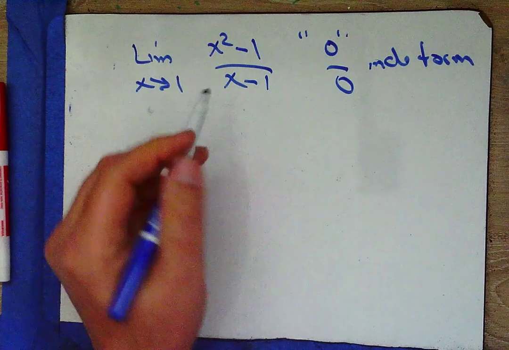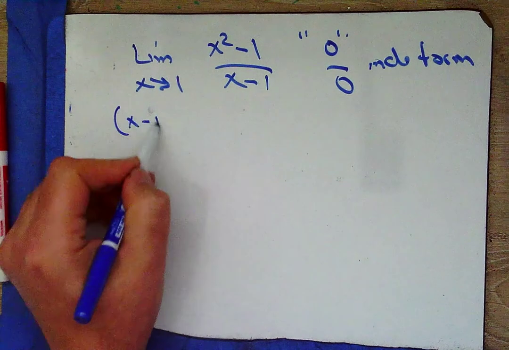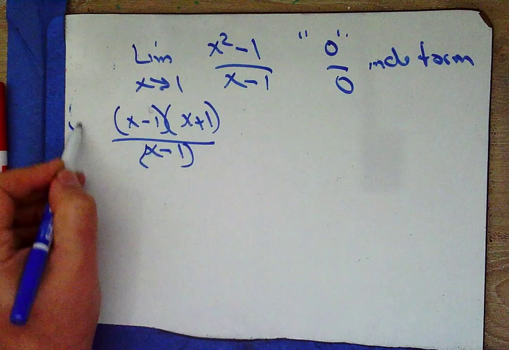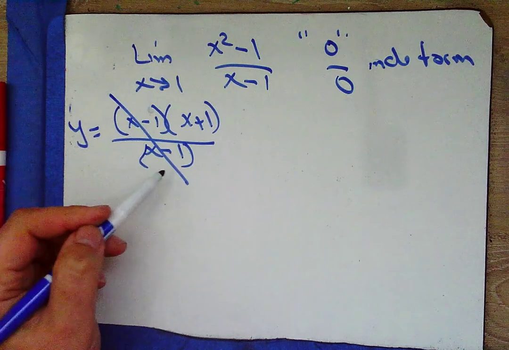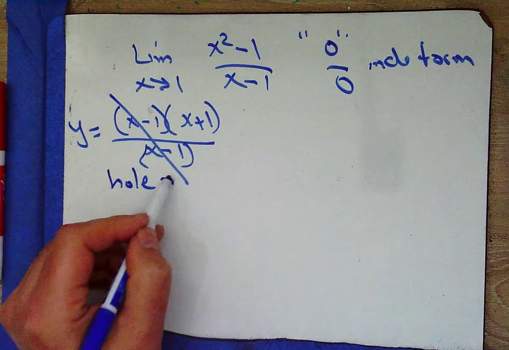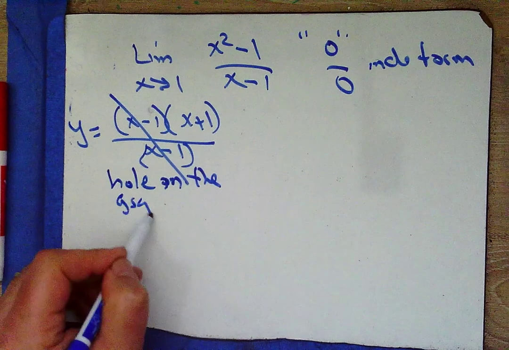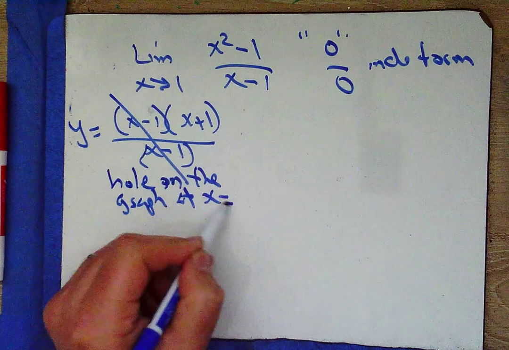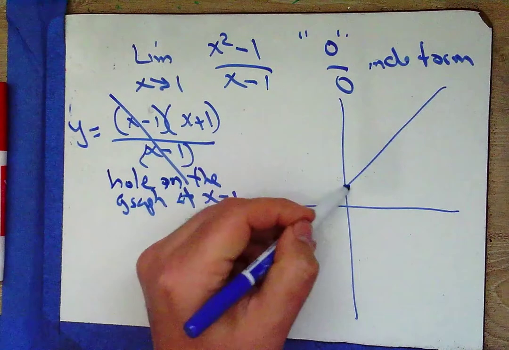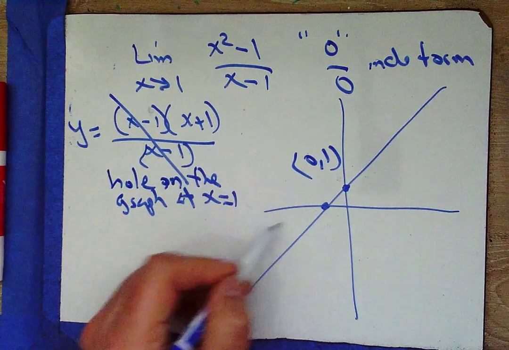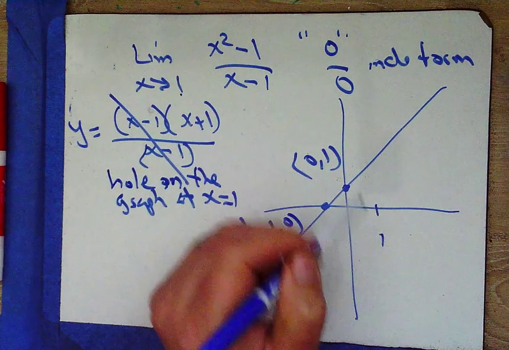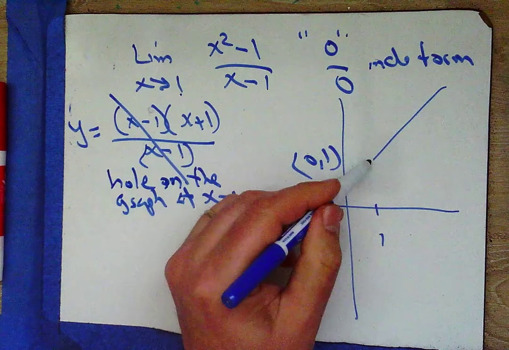Okay? So if I have y equals this, what does it mean when I cancel out those factors? It means I have a hole in the graph at x equals 1. So on the axes, 0, 1, negative 1, 0, and we want to be approaching x equals 1. So at x equals 1, there's a hole in the graph.